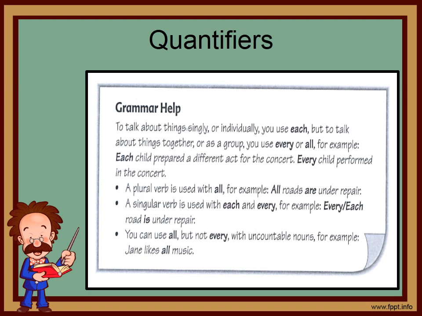Now when you see whether a noun is count or non-count, this is an important matter, right? So if your noun is uncountable or non-count, then you can use all, but you cannot use every. Example sentence here: Jane likes all music. That is fine, but you cannot say Jane likes every music, right? Every is for the noun which we can count. Simple thing. All you can use with a non-count noun.